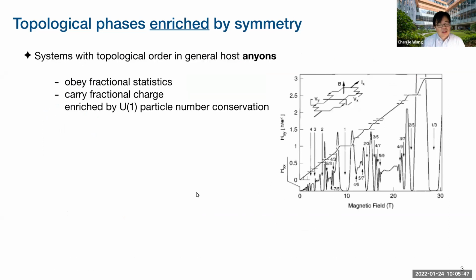Another kind of quantum phase of matter that studies the interplay between topology and symmetry is the so-called topological phases enriched by symmetry. These quantum phases of matter, even without symmetry, you are already able to define some topological property. For example, the most well-known is the fractional quantum Hall state. In this fractional quantum Hall state, you have a two-dimensional electron gas, and you apply a very strong magnetic field, and the electrons form a gapped many-body state.